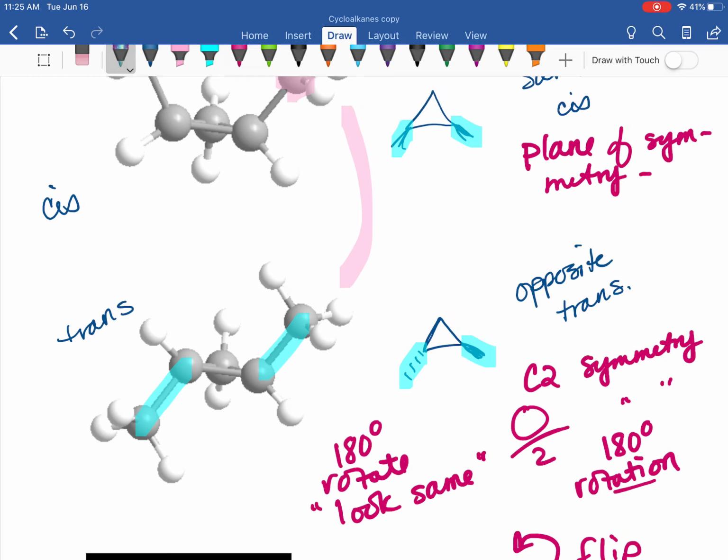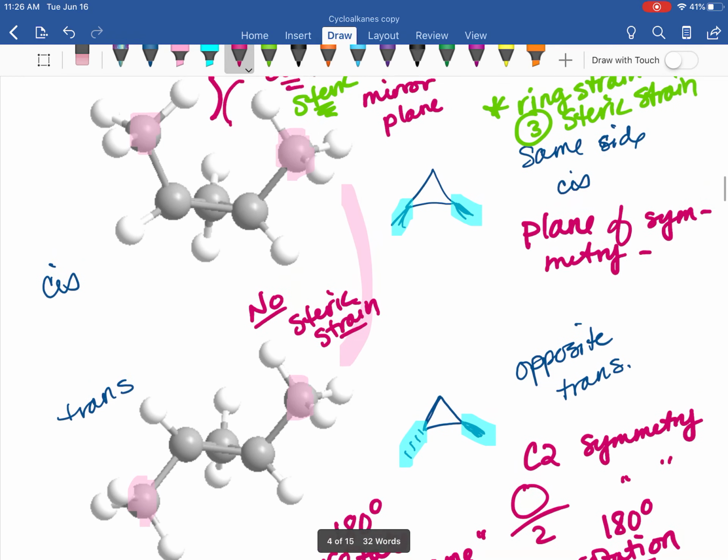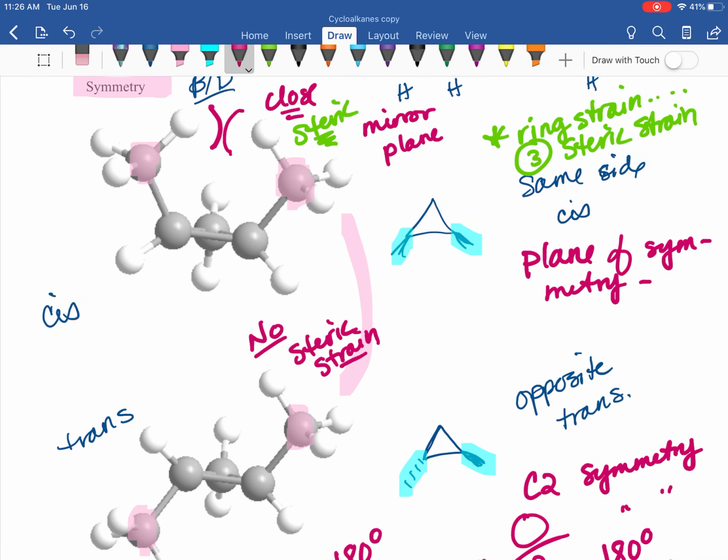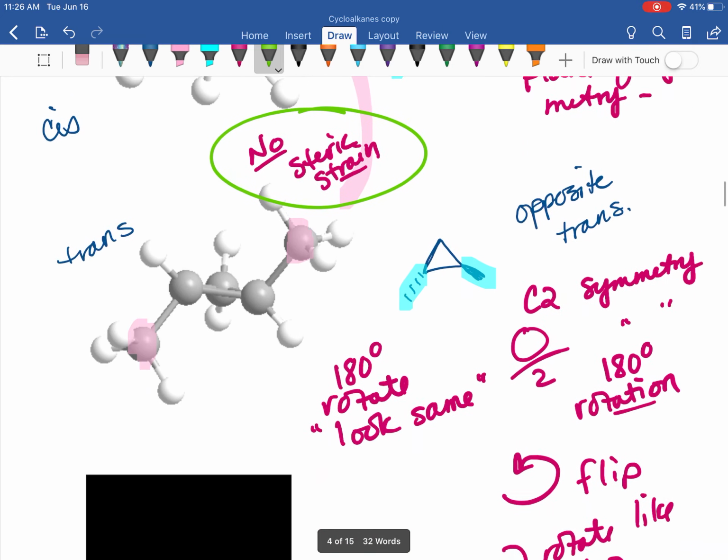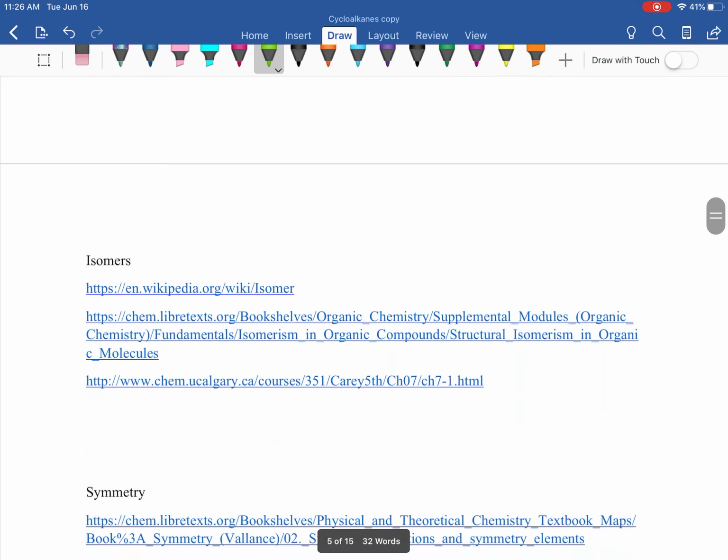If we look at our trans, and we do that same thing, let's highlight methyl over here, methyl over here. They are nowhere near in space, so there is no steric strain there. So in fact, if I were to just ask you, what's your gut tell you, which one is going to have lower energy and be more stable, you would probably guess trans in this case, because you don't have that number 3 ring strain, which is steric strain.